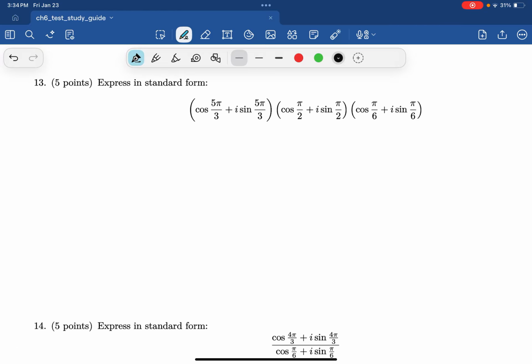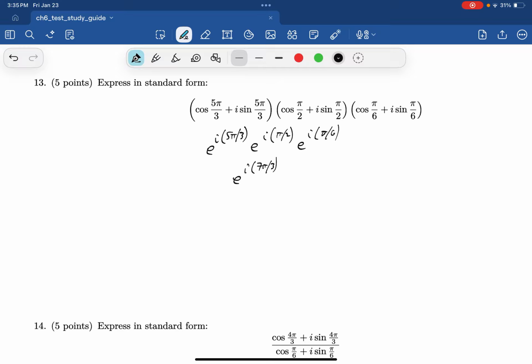Okay, here we're going to use Euler's formula to calculate this. So you should convert each one of these to exponential form, and then you'll see that the angles just add. So the first one is e to the i times 5 pi over 3, and so on. And when you add these, you should get 7 pi over 3, I think, if I'm not mistaken. Yeah, sounds about right.